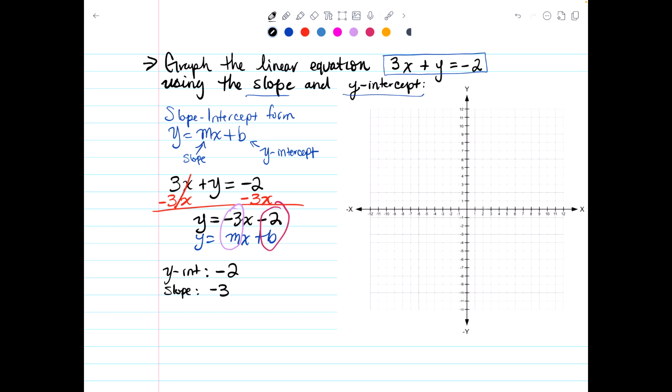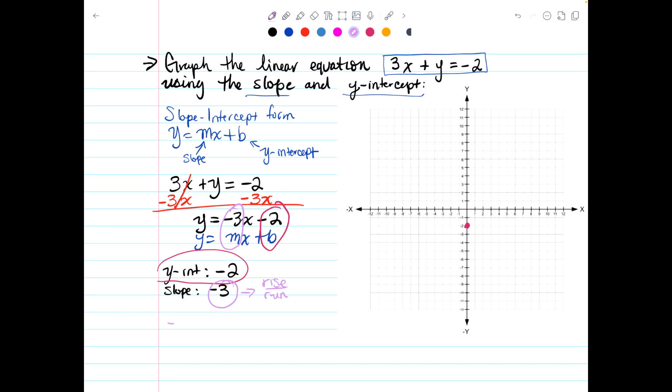So my initial point to graph is always going to be my y-intercept. That means that I have a point on the y-axis at -2. So we're going to plot a point at -2 on the y-axis, right there. Now from there, I'm going to use my slope to find the direction to go to find the next point. If my slope is -3, remember that slope is rise over run. So I want it to be in that ratio.